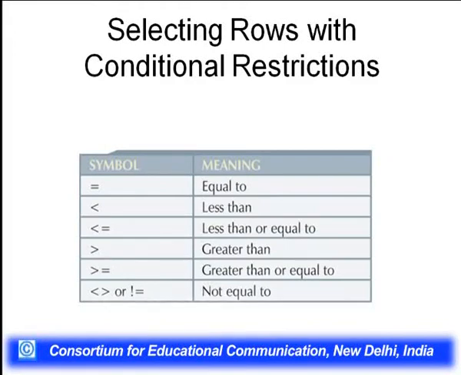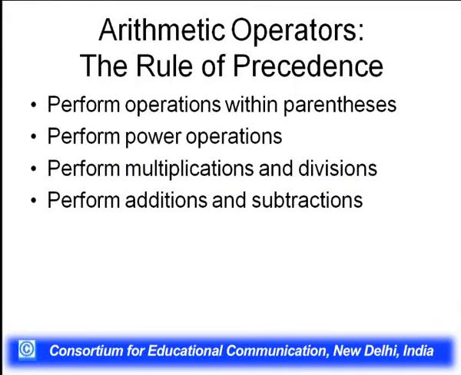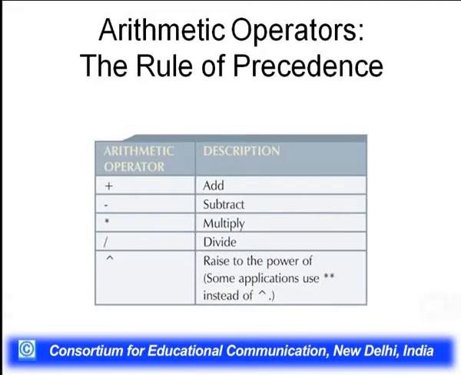Now when you are selecting rows with conditional restrictions, you can use a number of symbols like equal to, less than, less than or equal to, greater than, greater than or equal to, not equal to, etc. So a number of restrictions can be used while you are specifying the different conditions in the where clause. Arithmetic operators can also be used, like plus, minus, and the rules of precedence are the same as in mathematics. So you have add, subtract, multiply, divide and the raised to the power operator.